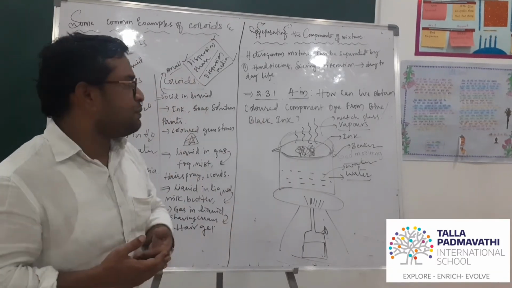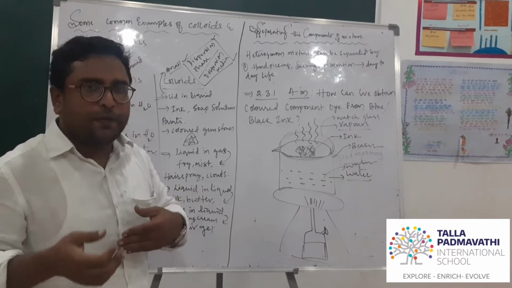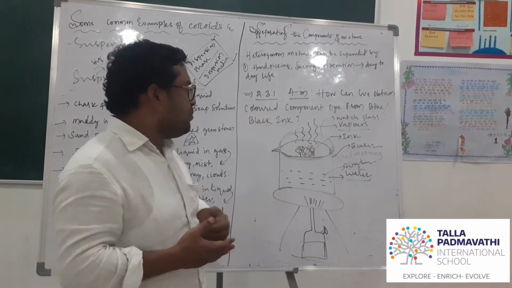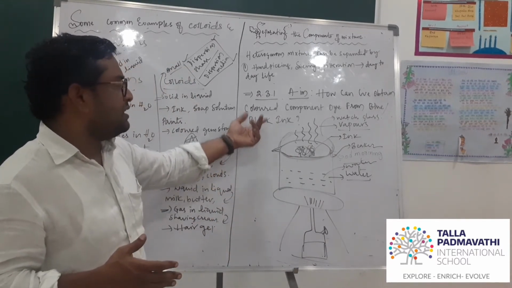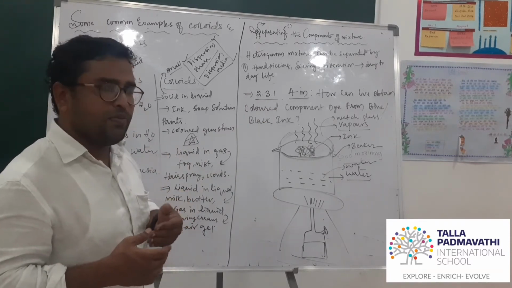What is the aim of the experiment? How can we obtain colored component dye from blue or black ink? Okay, let's see that. This is the aim: how can we obtain colored component dye from blue or black ink?